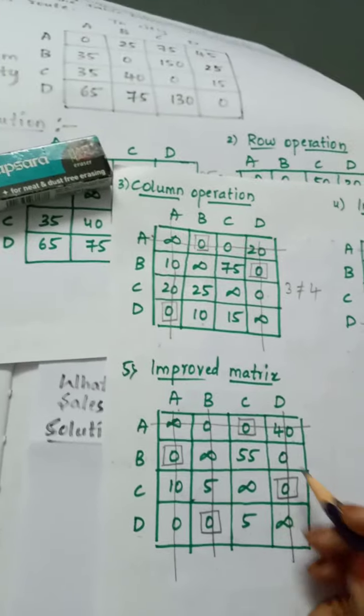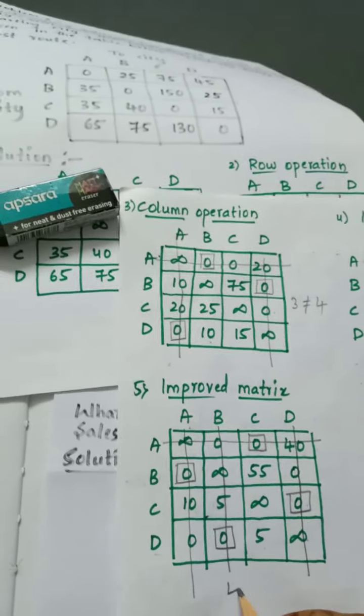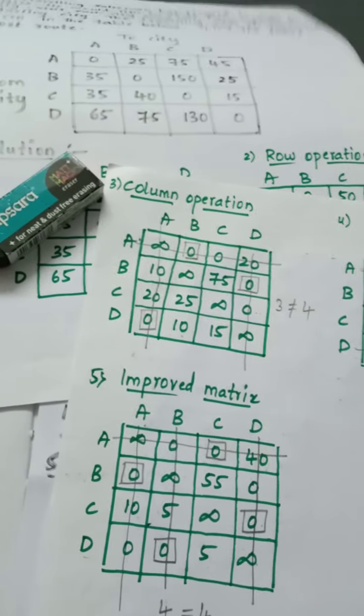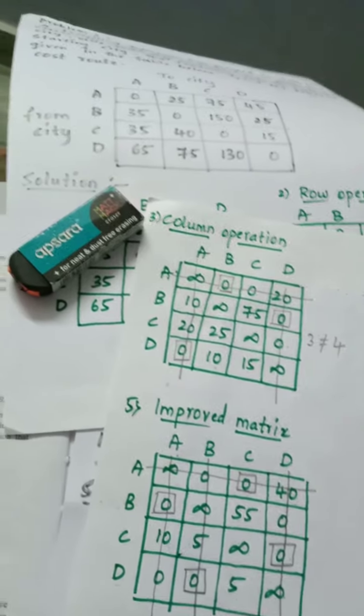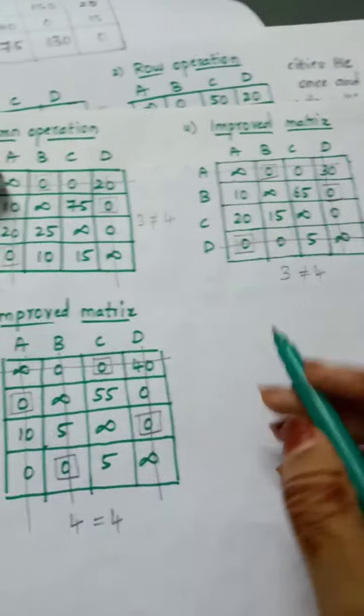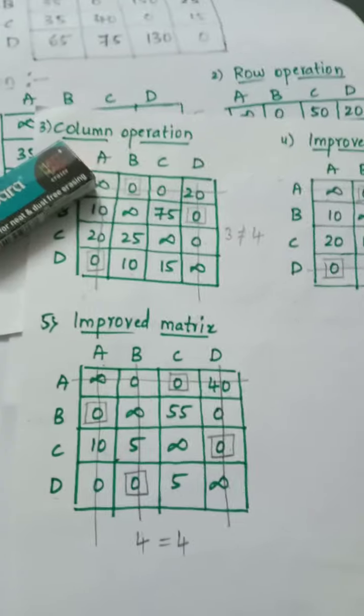So the next step is to check whether the number of squares is equal to the number of rows. How many squares have we obtained, students? 1, 2, 3, 4. Hence the number of squares is equal to the number of rows. We have reached the optimality. And the next step, students, after getting the number of squares equal to the number of rows, is we have to check the sequence. Okay, clear? We have to check the sequence, student. That sequence should satisfy the condition of the traveling salesman method.